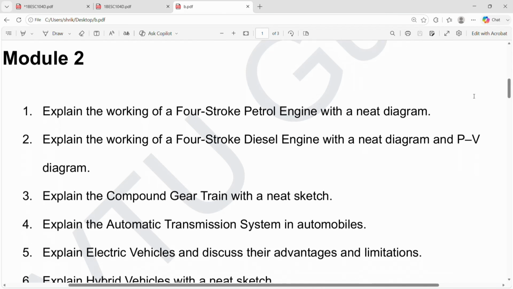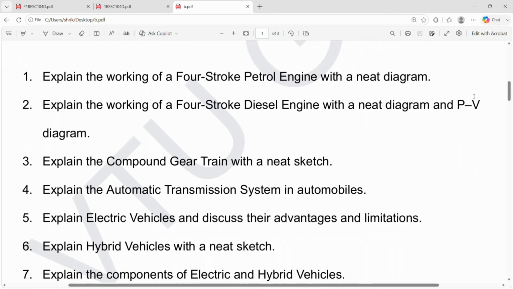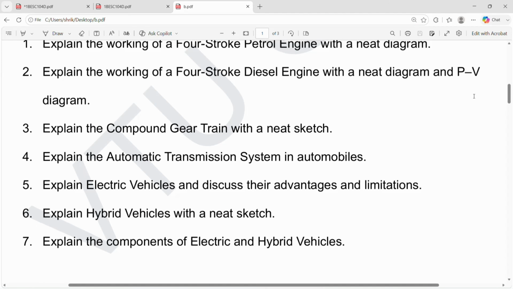Explain electric vehicles and discuss their advantages and limitations. Explain hybrid vehicles with a neat sketch. Explain components of electric and hybrid vehicles.